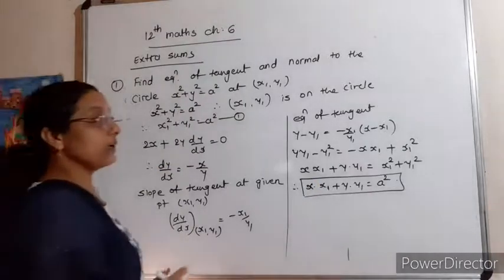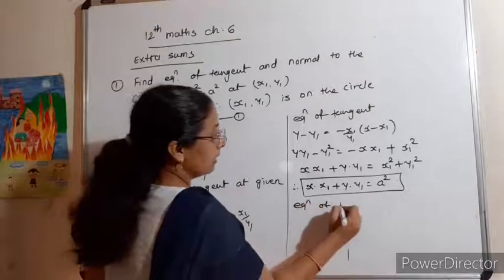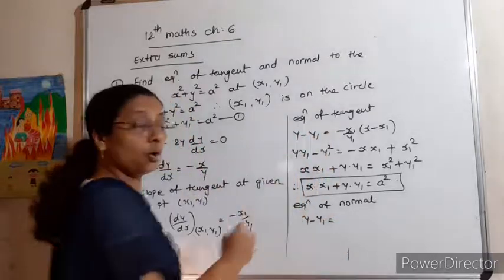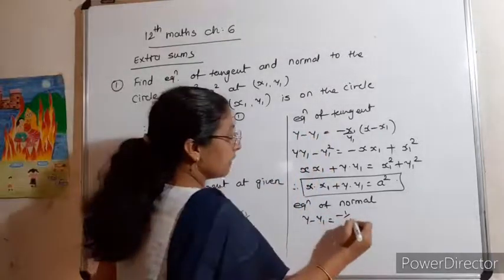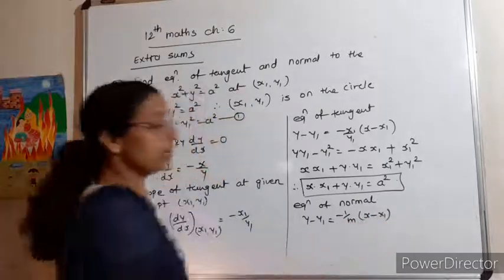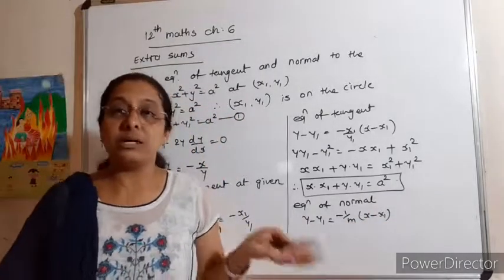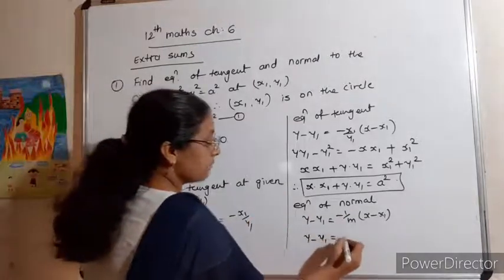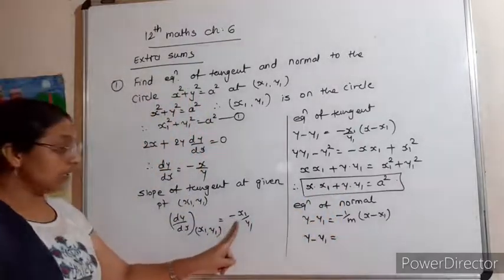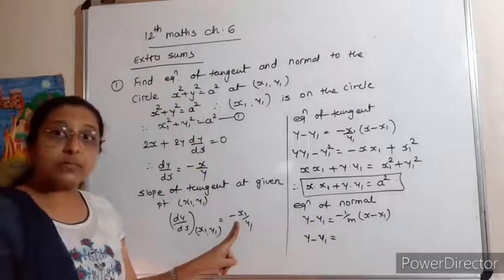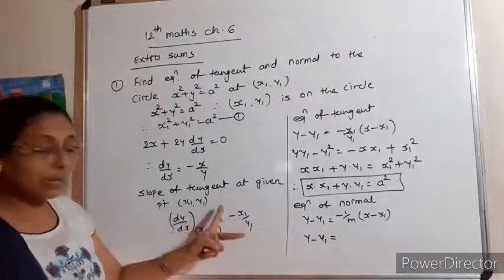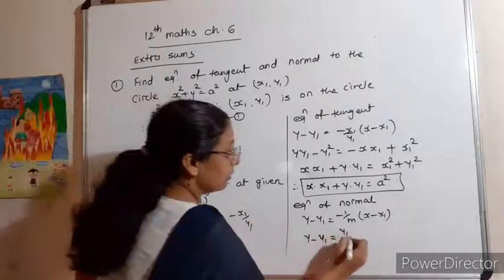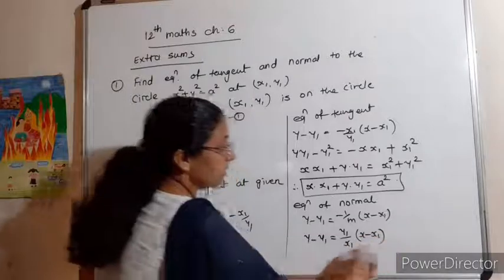Now we want to find the equation of normal. Then equation of normal: y minus y1. Instead of the slope m, now we will take minus 1 upon m, x minus x1. So, no need to find the slope of the tangent and normal separately. We will write directly here. And that is what? Y minus y1. Here, m is minus x1 upon y1. This is the slope of the tangent. So, minus 1 upon m will become y1 upon x1. It is positive. So, we can say that y1 upon x1, x minus x1.